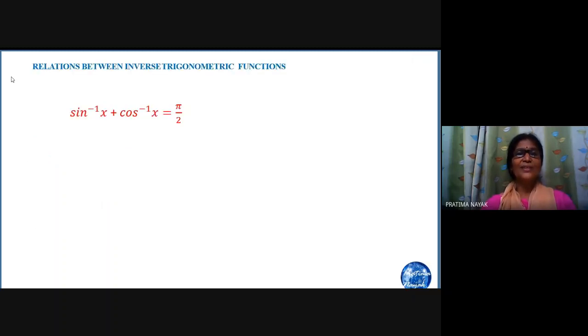Next concept. Sine inverse x plus cos inverse x is pi by 2. Similarly, tan inverse x plus cot inverse x is also pi by 2. Cosec inverse x plus sec inverse x is equal to pi by 2. You also can prove this taking sine inverse x as theta. Sine inverse x is theta. Then cos inverse x will be pi by 2 minus theta. So theta plus pi by 2 minus theta will be pi by 2. You can write in this way and you can verify yourself.